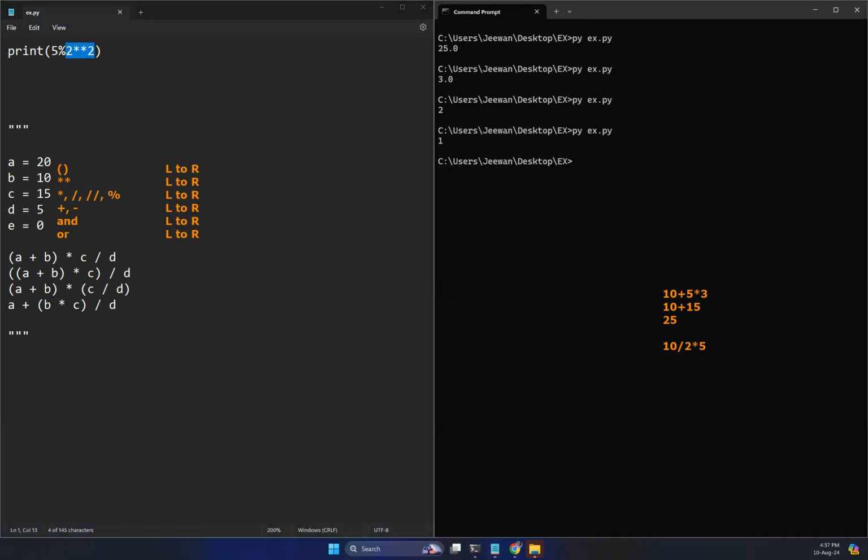Okay, then, right, we have, let's say, 10 plus 3 into 2 to the power 2. Now this one is a little bit complex. Just think.